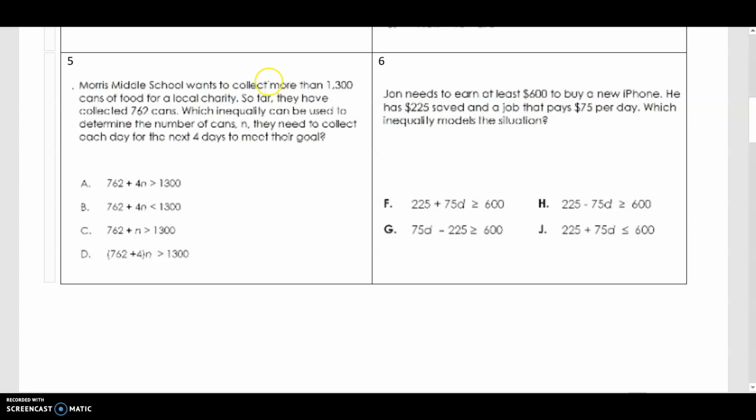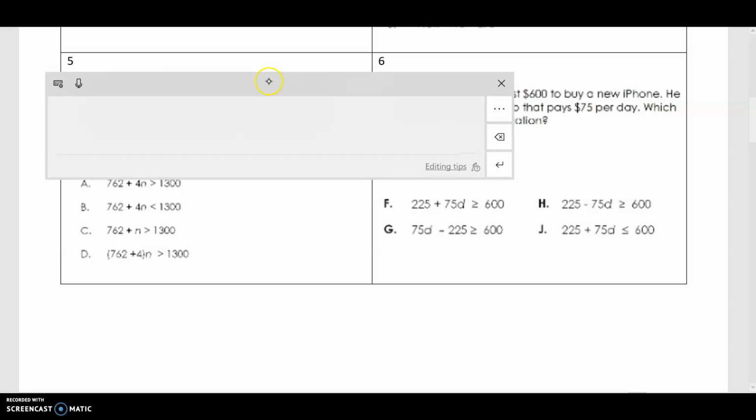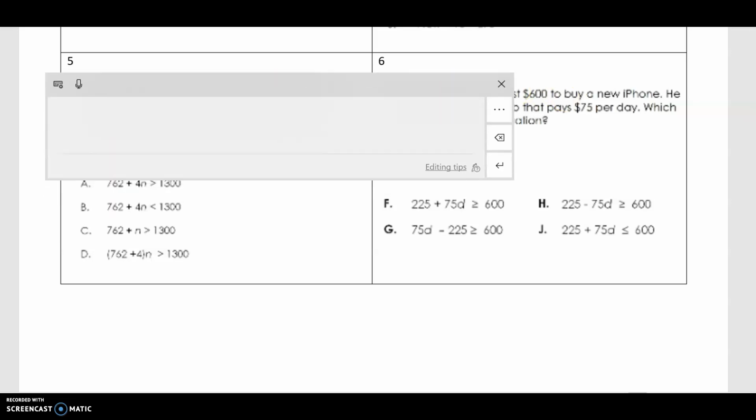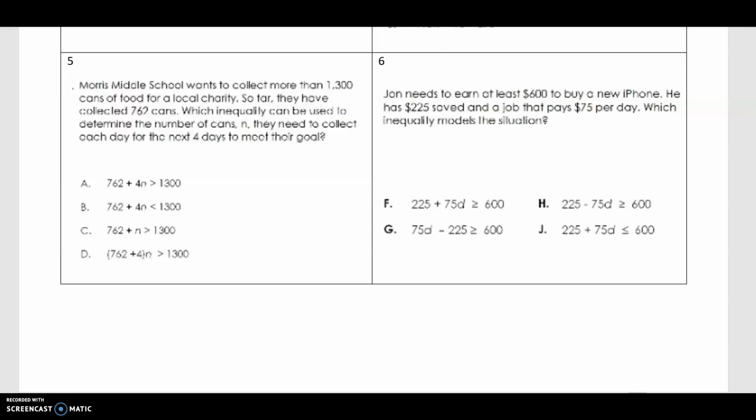So it says they need to collect more than $1,300, okay? So if we're saying more than $1,300, can it be exactly? Not in this case. It says it needs to be more than $1,300, okay?